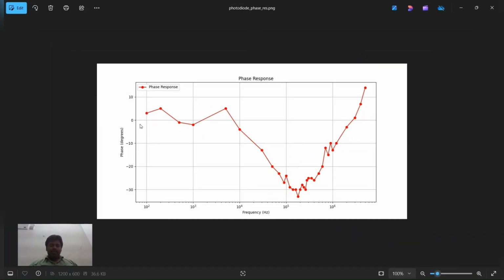This is the graph between phase response and frequency of a photodiode. As we can see, at lower frequency the phase difference is very low, and as we go to higher frequency the phase difference is decreasing, and at higher frequency, like 10 to the power 6 hertz, the phase difference is increasing.